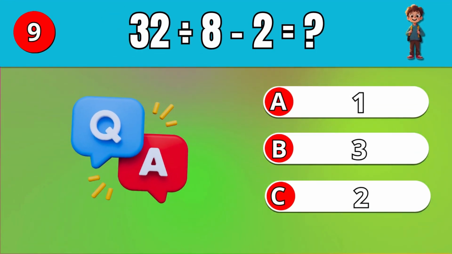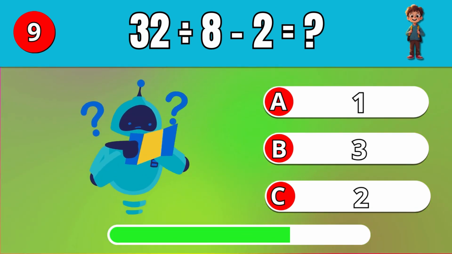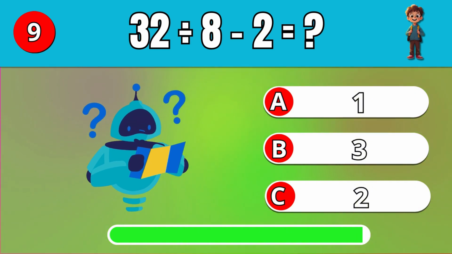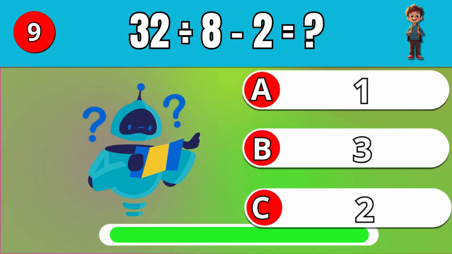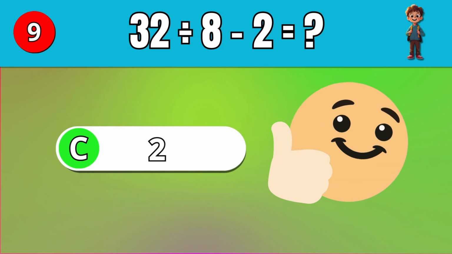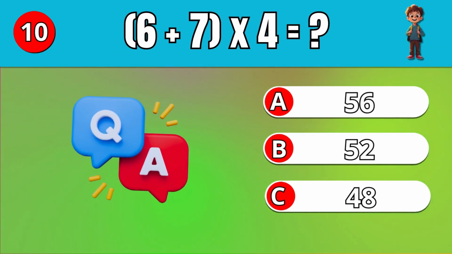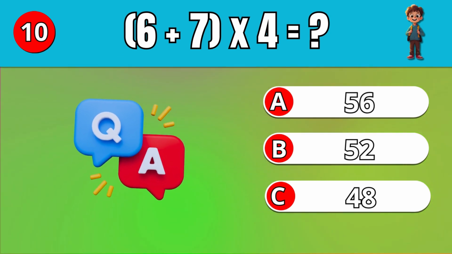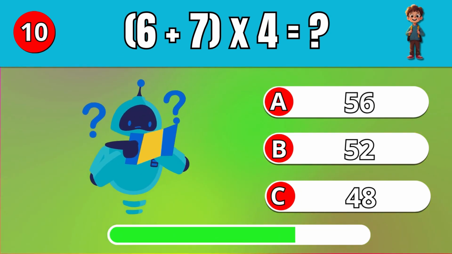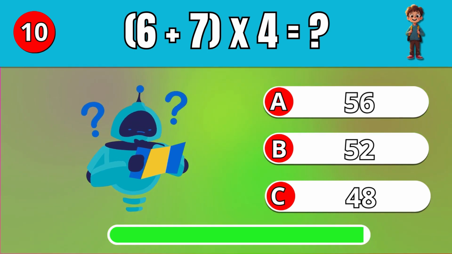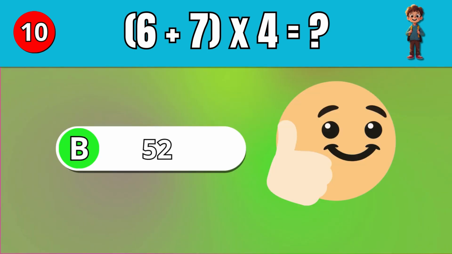What is 32 divided by 8 minus 2? C, 2. What is 6 plus 7 times 4? B, 52.